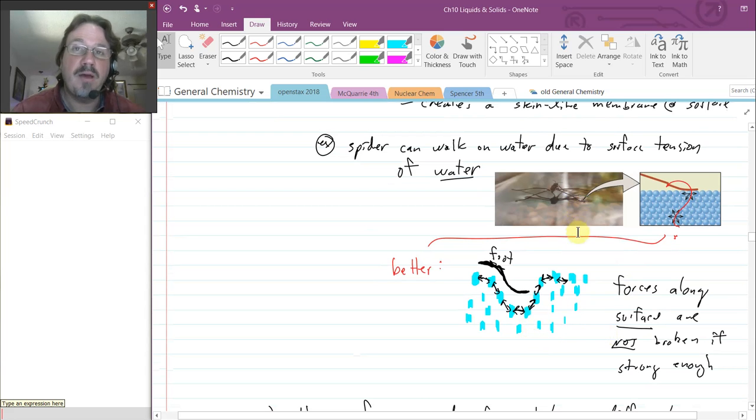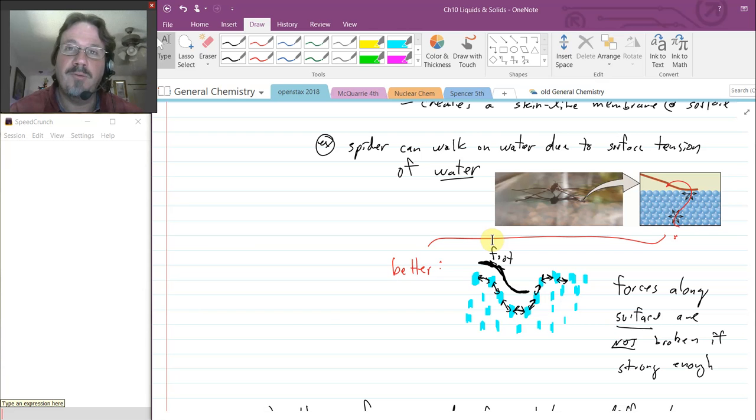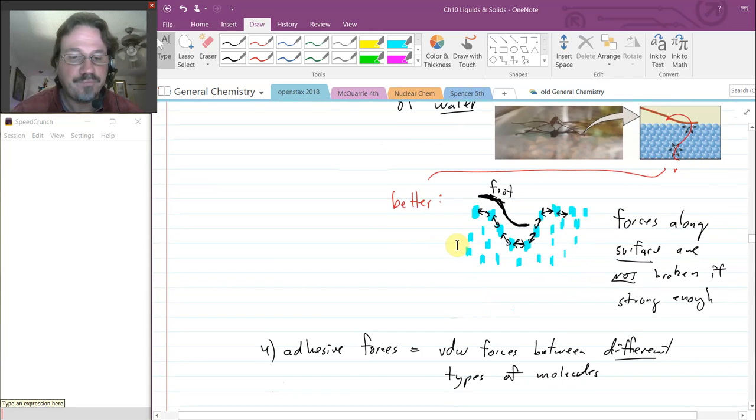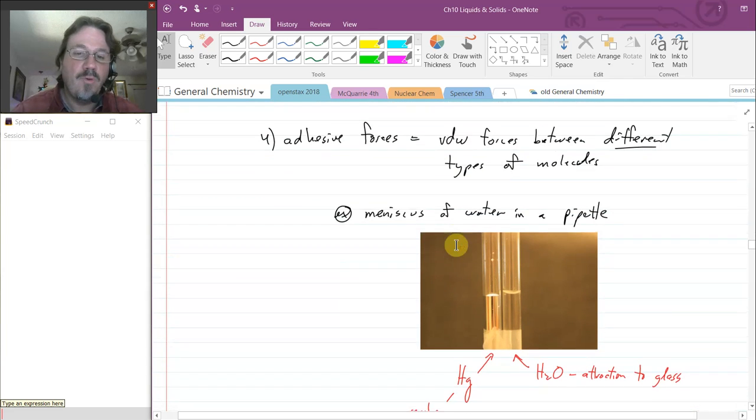Not only can a spider, but you can actually get a paperclip to float on top of water. If you lower it down very carefully, you can actually get it to float. Metal floating on the water. And again, I shouldn't say float, that's the wrong word. It's literally resting on top of the water. It's not a displacement thing, it's a surface tension thing. So it's pretty cool.